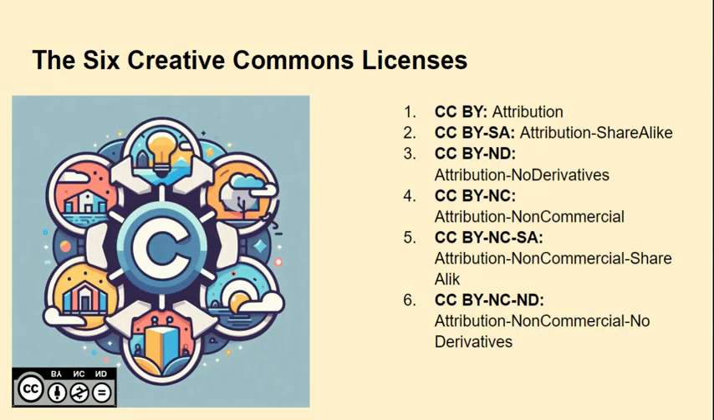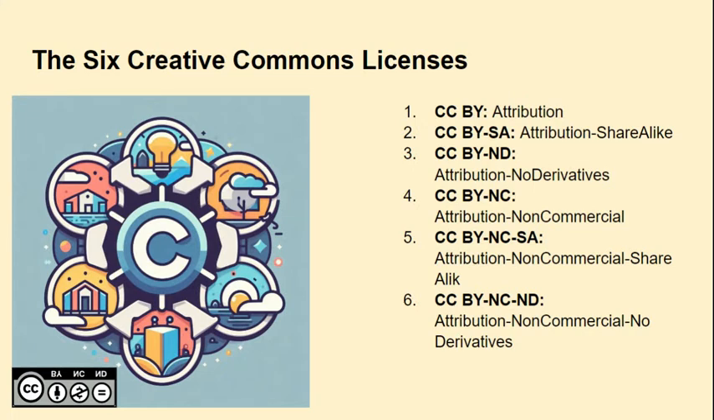The six Creative Commons licenses combine these elements in different ways. CC BY allows any use as long as the attribution is given. CC BY SA allows adaptations with the same license. CC BY ND allows redistribution without changes.